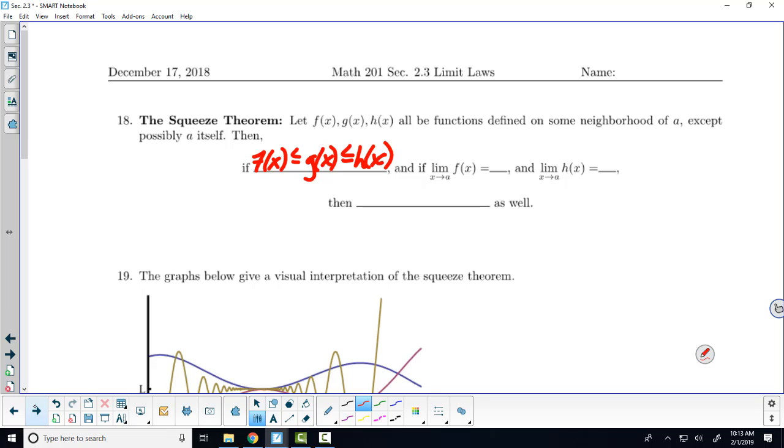If the limit as x approaches a of f of x equals L, and the limit as x approaches a of h of x equals L, so as we approach a for f, our y values are getting close to L, and as we approach a for h, our y values are getting close to L. What do we know about the function that's trapped in between them? Its y values also have to be approaching L. So the limit as x approaches a of g of x must equal L. There's actually two parts to writing that. First, we would say the limit exists.